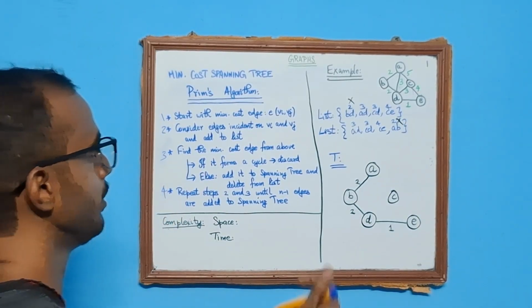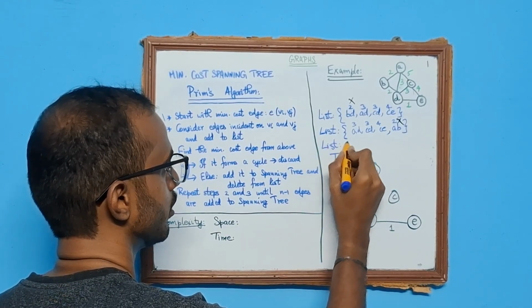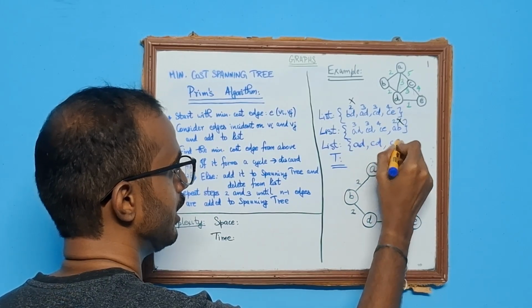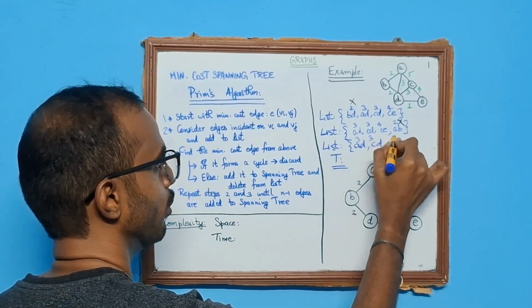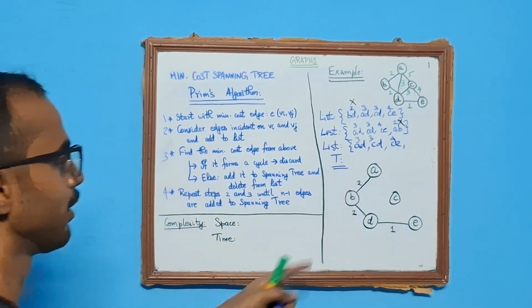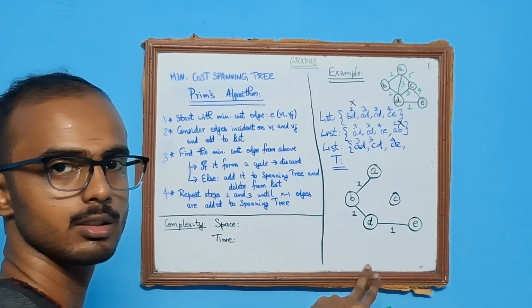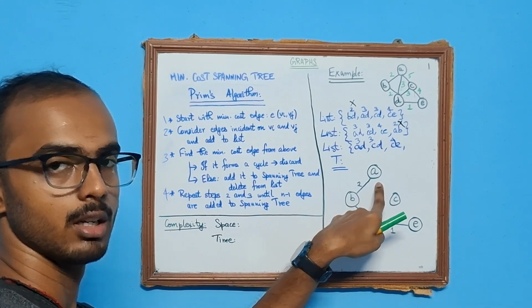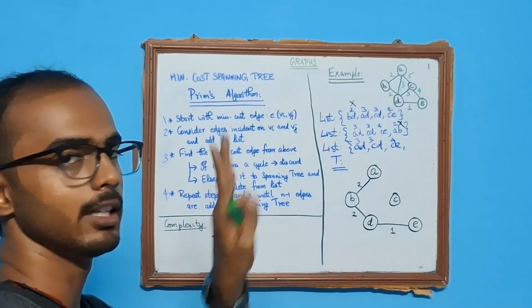Now how will the list be looking? The list will be again looking like this: AD, CD, CE. This is not there. Again this will be 3, 3, 4. And now we have considered B and A. All the edges incident on B are already present in the list or present in the tree. Now consider all the edges going from A. So A has AD, AB, AC. There are only 3 edges.